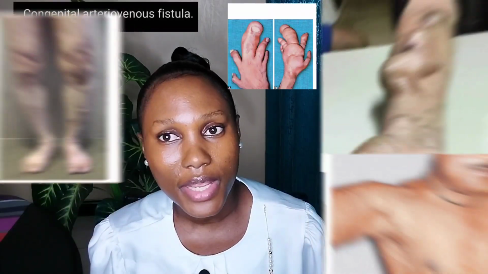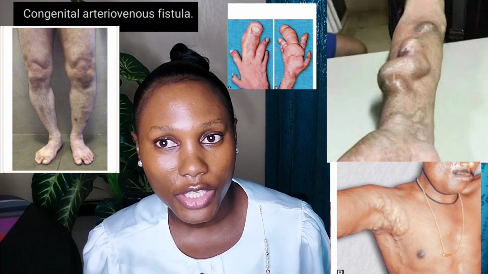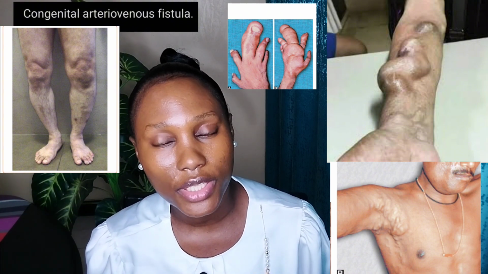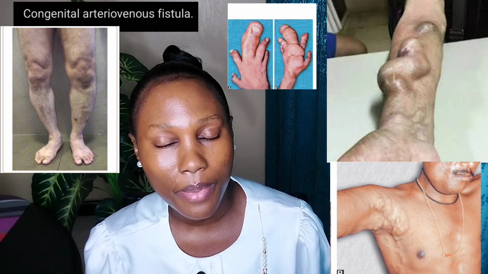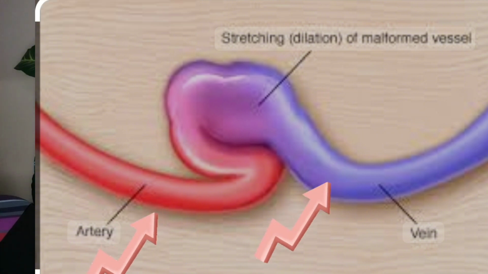I hope you become aware and sensitized about the different surgical conditions. Today's video is about a congenital arteriovenous fistula. A congenital arteriovenous fistula is a condition that is present at birth and it is characterized by an abnormal connection between an artery and a vein.